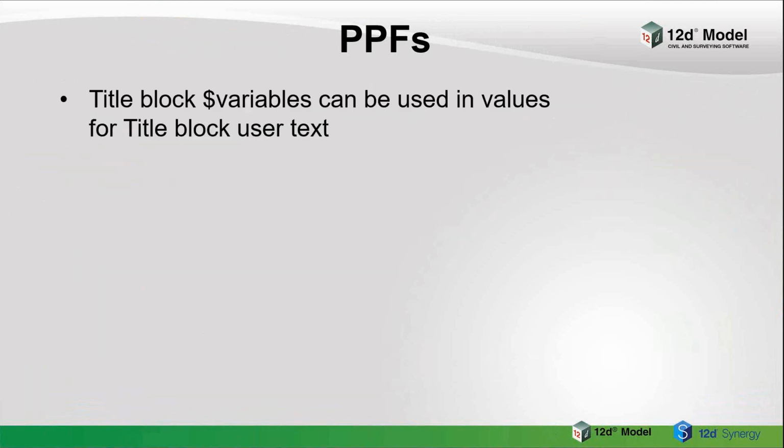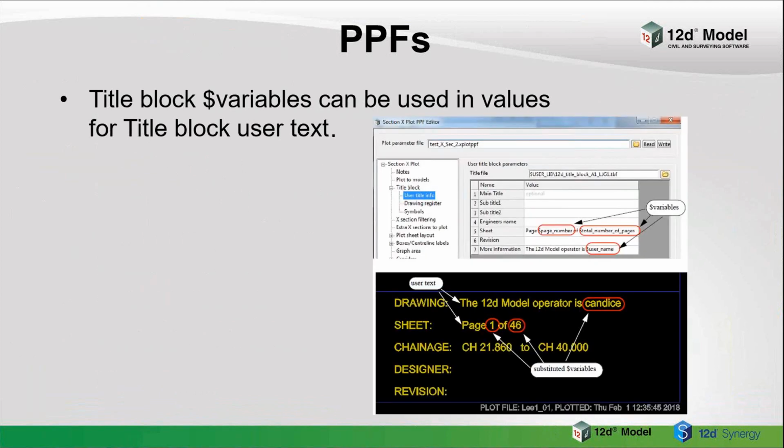Another interesting thing, I need to show a slide of this: on your PPF, you have your area where it shows your user text and where you got its name, like main title and things, and you could type something in there. You used to be able to just type text. What you can do now is put $variables in there. So where it says sheet there, you can see I've got page number of total number of pages, and so when you plot, it comes out. Virtually all those title block variables can now be typed in there, so you don't have to keep changing your title block file. They can just be typed in as text when you go to run it.